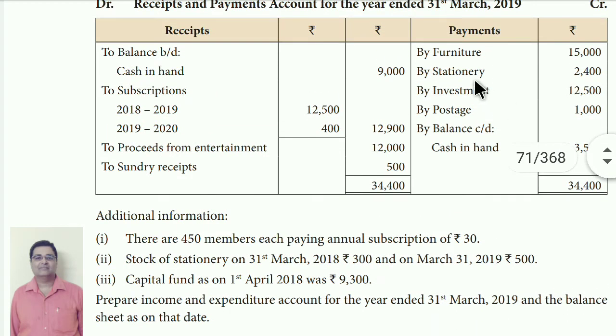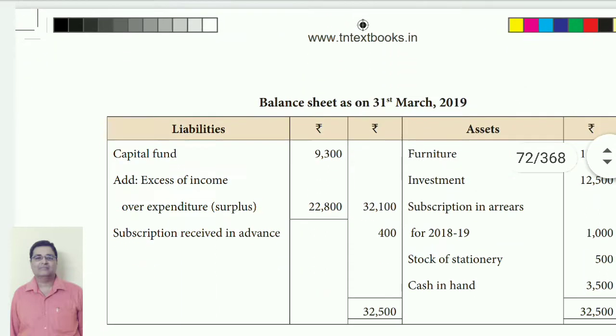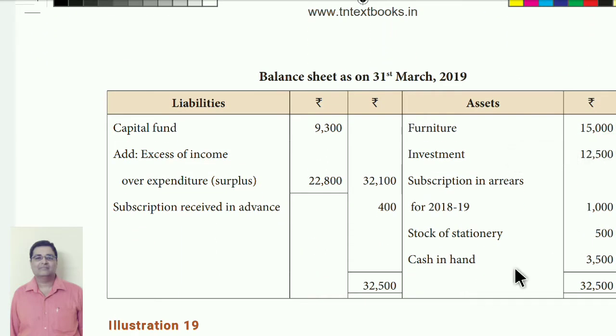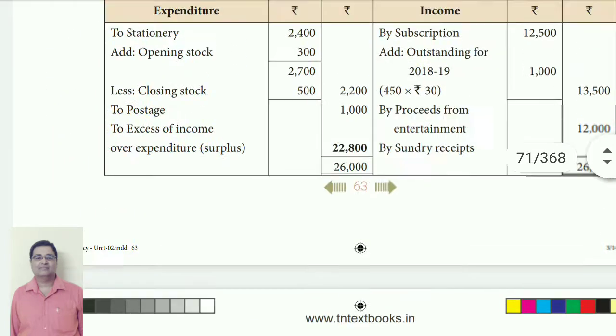This is your closing payment. Cash in hand carried on means closing cash. So closing cash will come in the balance sheet on the asset side, 3,500. Now see the asset, cash in hand 3,500. Understand? Now we have written all the entries, we posted all the entries.